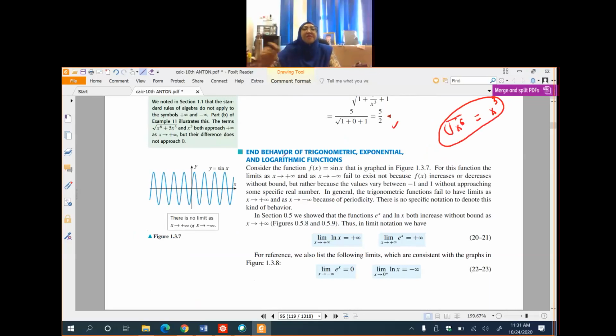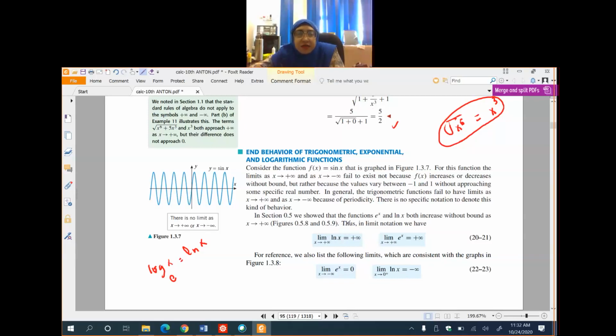And then we have the end behavior of trigonometric, exponential, and logarithmic functions. So this is for ln of x, and this is for e to the x. So ln is the logarithmic function with the base e. So this is called ln of x.